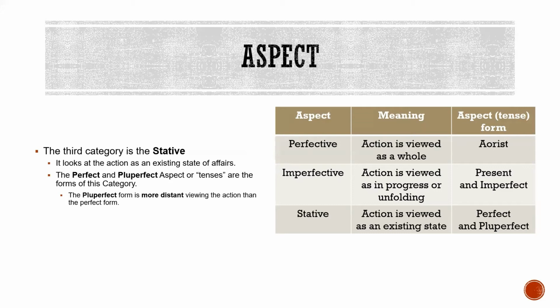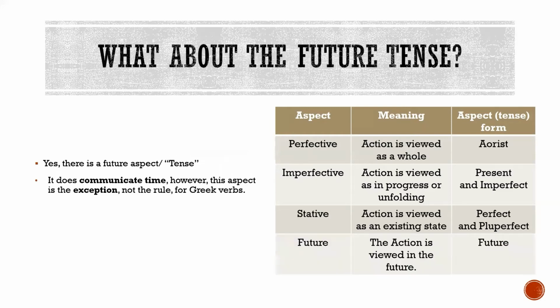The perfect and the pluperfect forms, or tenses, are the forms of this category. What makes the pluperfect distinct from the perfect is a more distant viewing of the state of affairs than the perfect form. Well, if you're paying attention, you may ask, can Greek communicate a future tense in their verbal system, or is there any future tense or aspect to Greek? Yes, there is. Surprisingly, this aspect is the only aspect or tense that communicates time. However, this aspect or tense is the exception to the general rule.